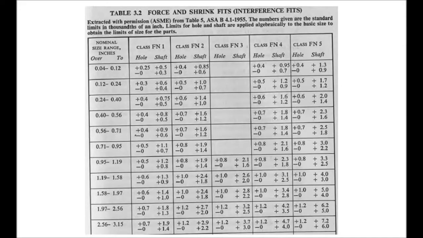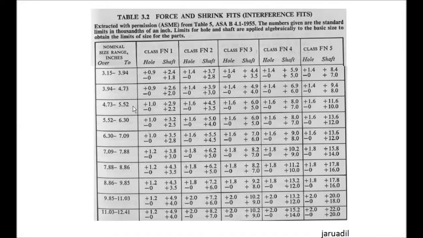So, meron ding table siya, yung force and shrink fits, interference fits. Ganon din. Meron din siyang class, FN1, FN2, FN3, up to FN5. At meron din siyang ranges ng dimension. So, halimbawa, 1 inch, nandito siya sa 0.95 to 1.19. Ang 0.5 inches, nandito siya sa 0.4 to 0.56. So, ito naman yung hole in shaft uli. So, same lang yan nung kanina, yung sa table ng tinignan natin. Ayan, ito pa yung continuation.